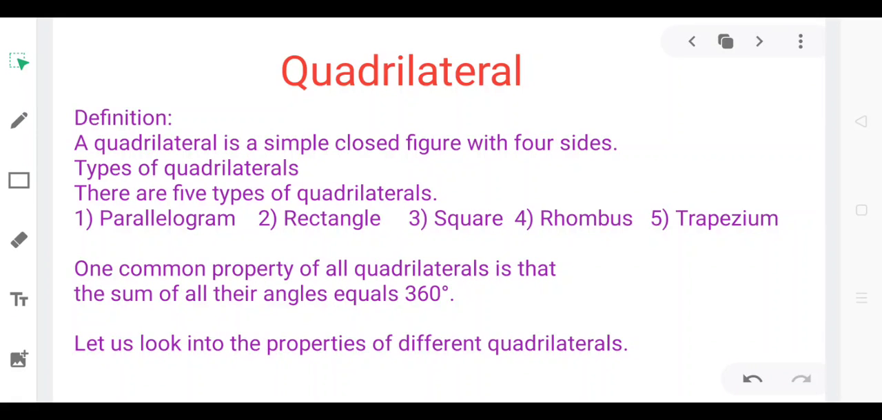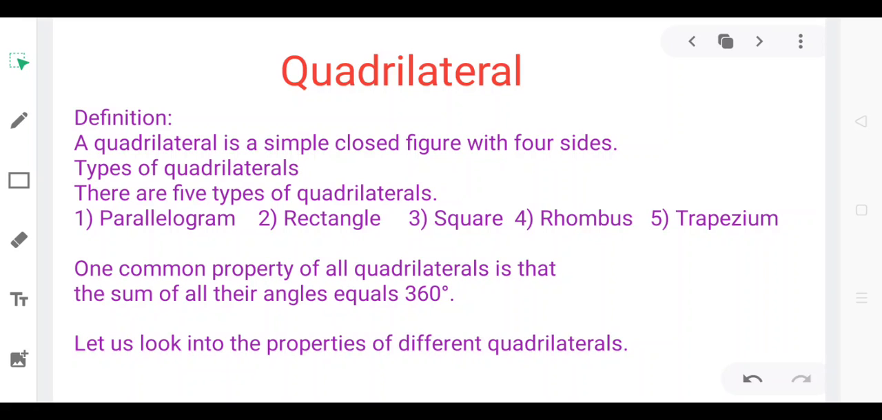In today's lecture, inshallah we will discuss quadrilaterals. So first of all, let us understand what a quadrilateral is. Definition: a quadrilateral is a simple closed figure with four sides. In the last period, I discussed with you the meaning of a simple figure. A simple figure means a figure not having a curved shape. That means it will have sides. So here in quadrilaterals, we will have four-sided figures.